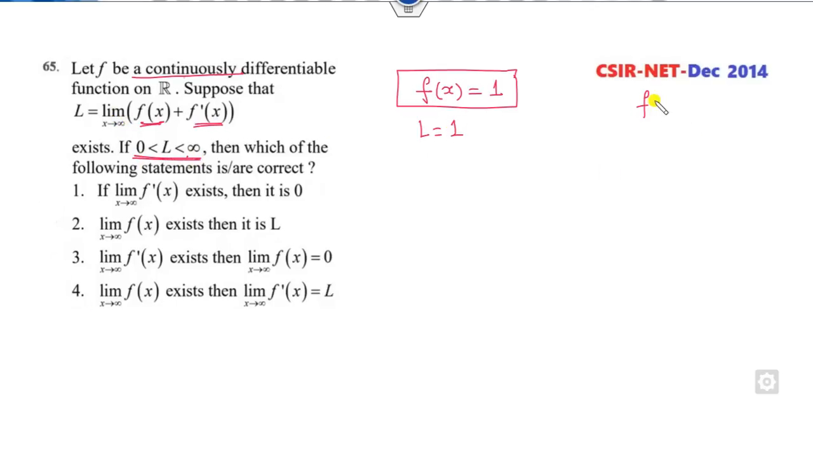If you think about a function which is continuously differentiable, like a polynomial, then what is my L? L is infinity, which does not lie here, so you can't think about that. So L is my 1. Now you can think about that.